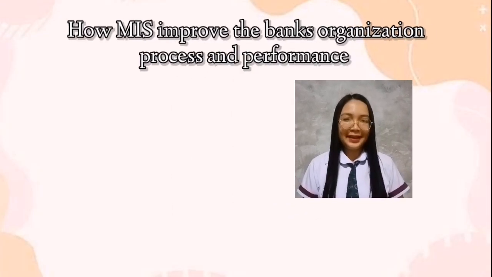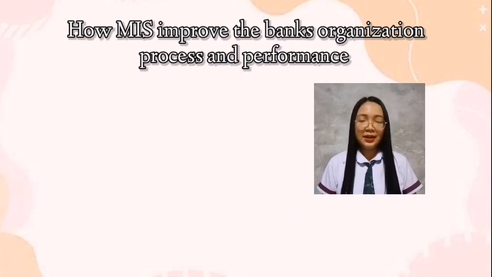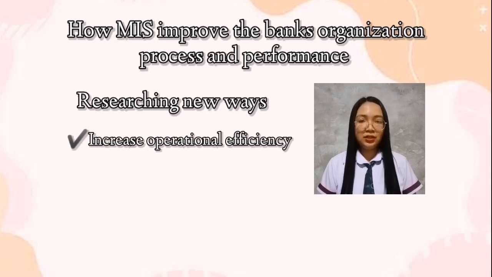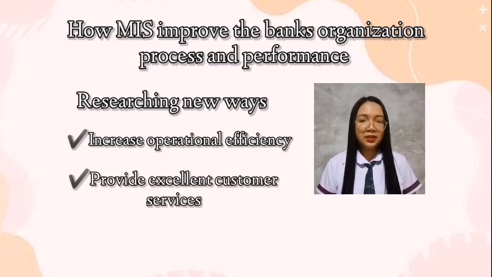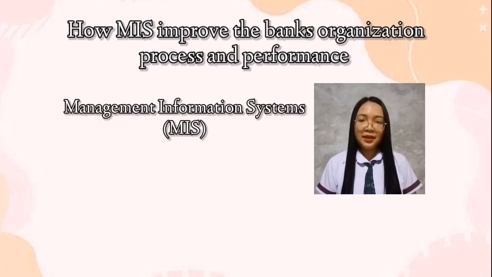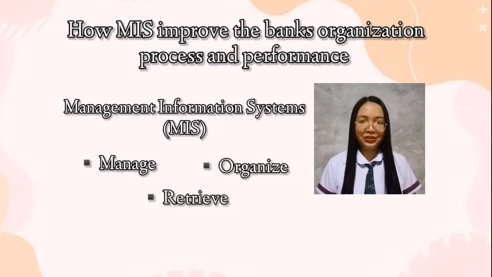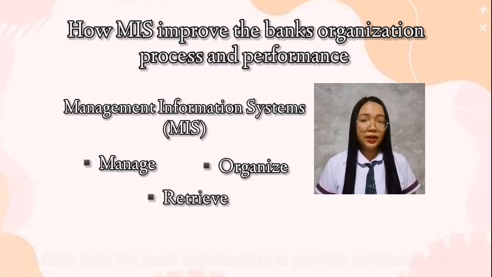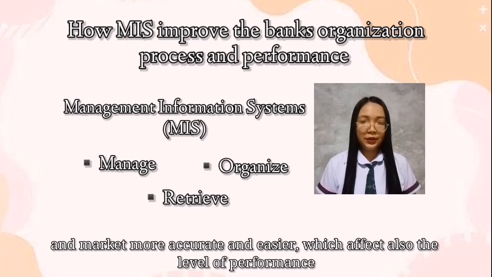Let's discuss how MIS can improve the bank organization's process and performance. Banks are very interested in researching new ways to increase operational efficiency and continue to provide excellent customer service. And MIS is the key to improving their operations and services. A Management Information System manages the data, organizes, and retrieves information, which helps the bank organization provide services faster, more accurately, and more easily, which also affects the level of performance.